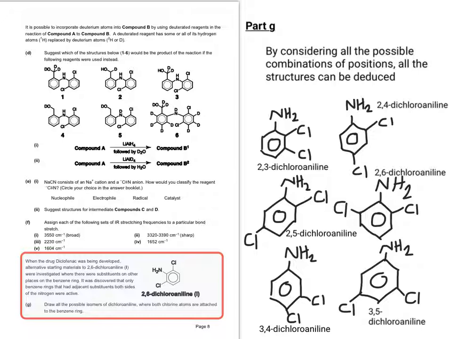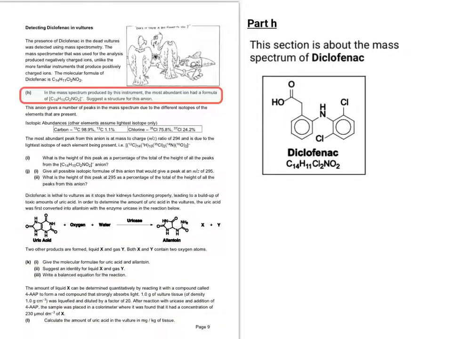So let's now go on to the next page. This is the final section now. This section is about the mass spectrum of diclofenac. So I'm going to just copy over the structure of diclofenac. It says the most abundant ion had a formula of C14H10Cl2NO2. So the ion must be diclofenac minus a hydrogen.